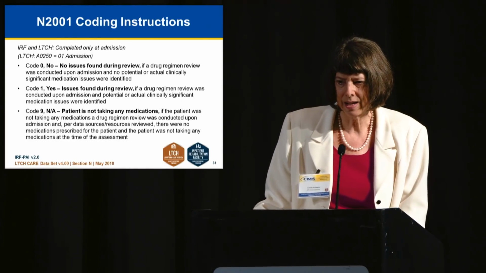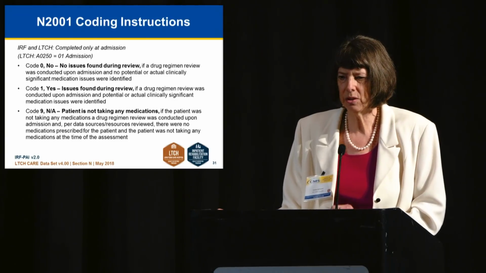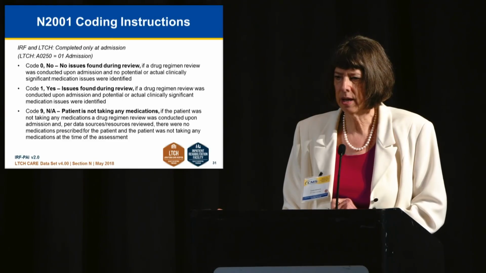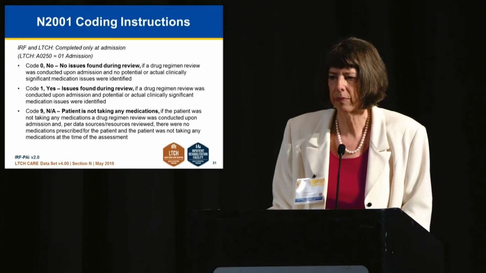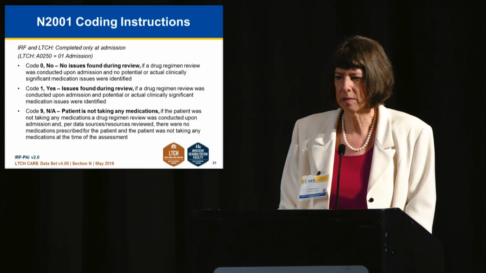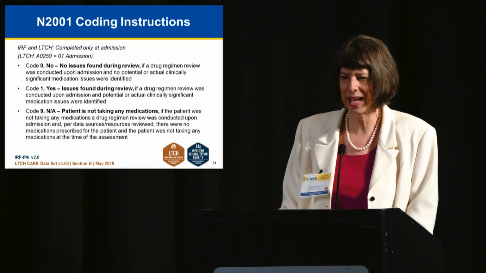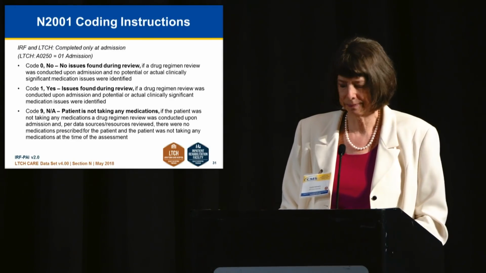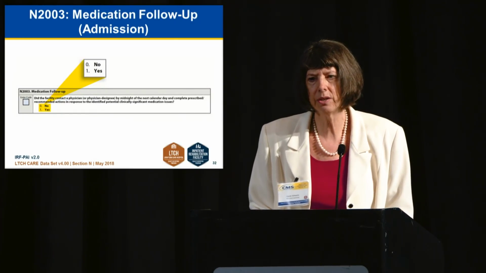Code 9, which is NA, patient is not taking medications. If the patient was not taking any medications during the DRR and the DRR was conducted upon admission per the data sources we talked about, there were no medications prescribed for the patient, and the patient was not taking any medications at the time of the assessment. That's the only reason why you would use the NA. Okay, and then you'll code either yes or no here.